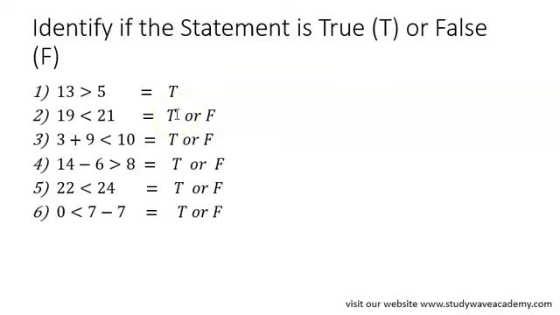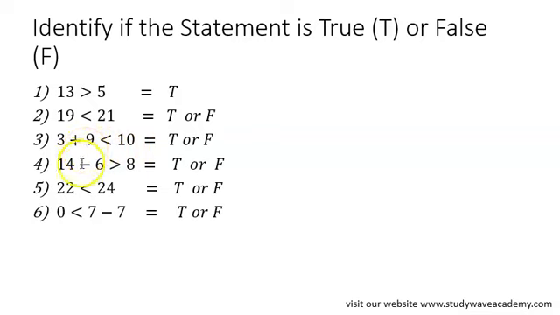Okay, good. The next one we have is 3 plus 9 is less than 10. Is it true or false? If we add 3 plus 9, what will it give us? 12. Is 12 less than 10? No, so our answer is what? False, because 12 is not less than 10. 10 is less than 12, but 12 is not less than 10. 12 is greater than 10.